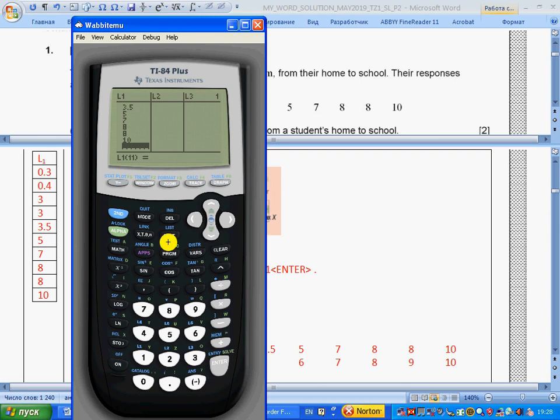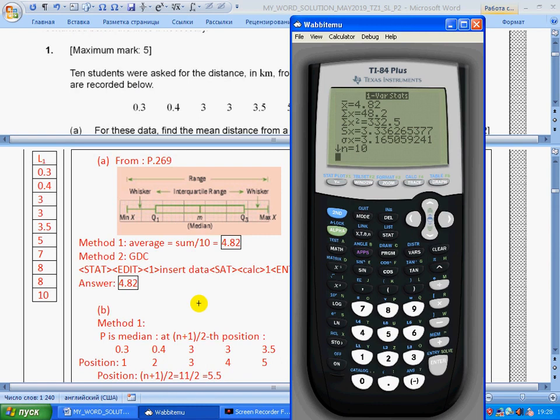Now we press Start, we go to Calculate and we choose the first line. So the list is L1, a frequency list we don't have, calculate. And we get the mean value 4.82 as before. So this question is done using the calculator.